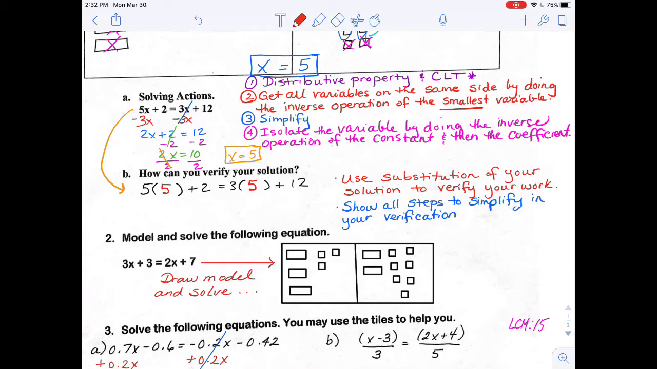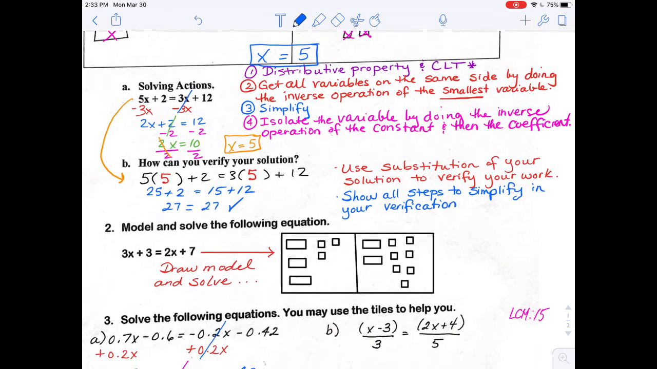And now showing all my steps for simplification in order to verify. Order of operations, that becomes 10 plus 2 equals 15 plus 12. And then 12, oops, what did I say? 10. Thank you very much. I just had to think about that for 2 seconds. How about 25 plus 2 equals 15 plus 12, which will then give me, of course, my 27 is equal to 27. And does 27 equal 27? You put a check mark to show that you have verified the solution.